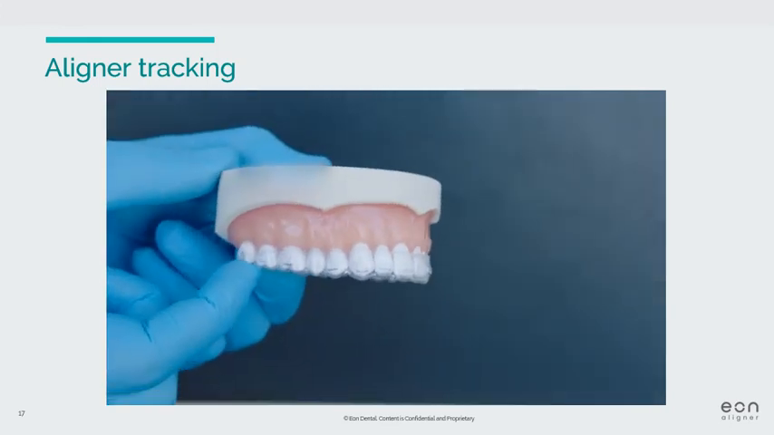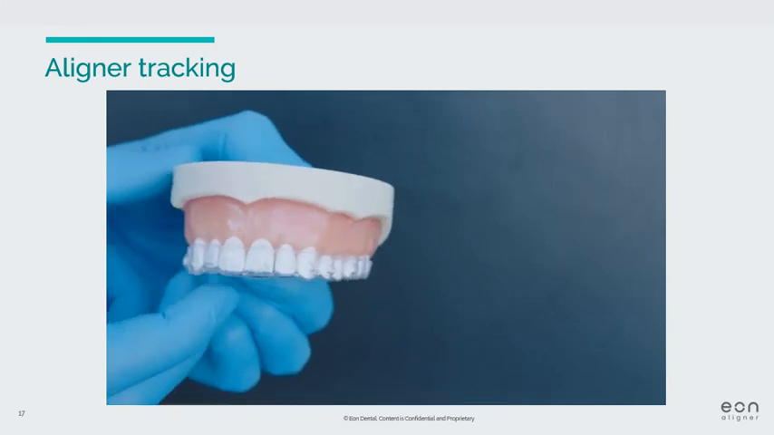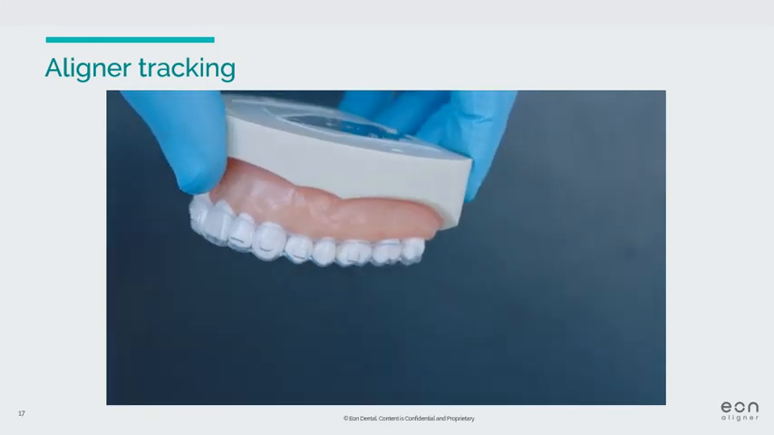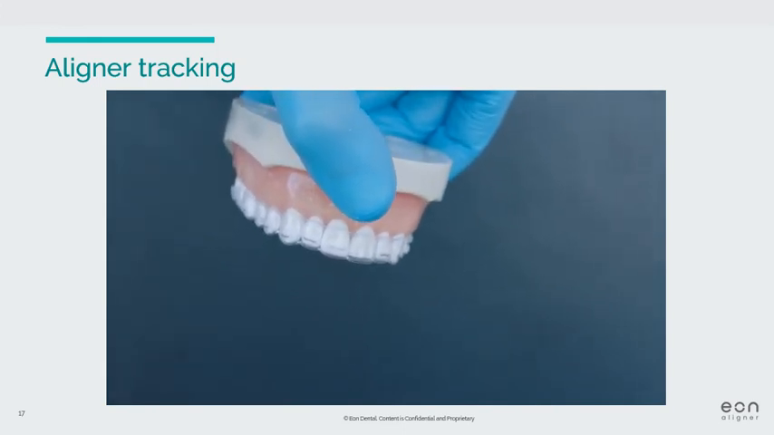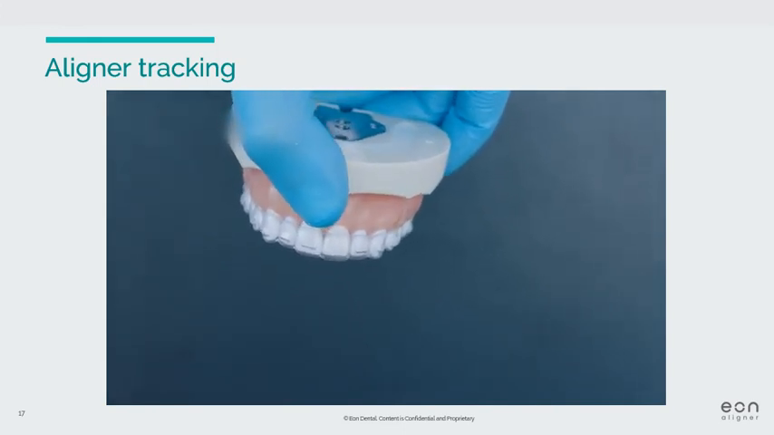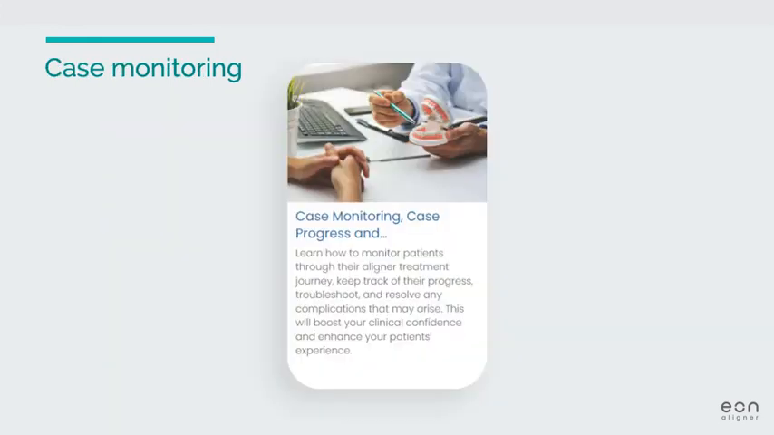On the other hand, a poor-fitting aligner has gaps between the aligner and the incisal and/or occlusal edges of teeth, as we see here. This could indicate a lack of tracking for one or several teeth, and action should be taken to address the issue using your clinical judgment. For more details about how to diagnose and resolve lack of tracking issues, please refer to the Case Monitoring, Case Progress, and Troubleshooting module in the catalog Beyond the Basics.